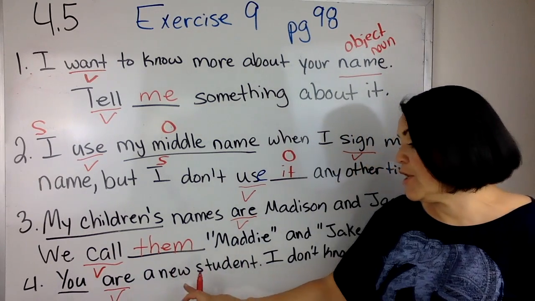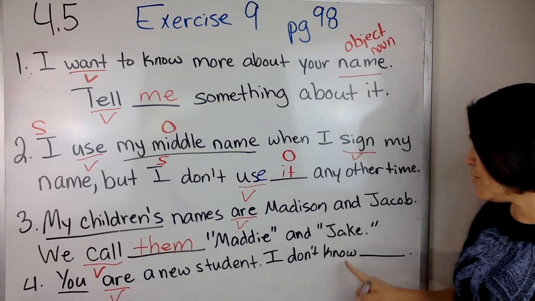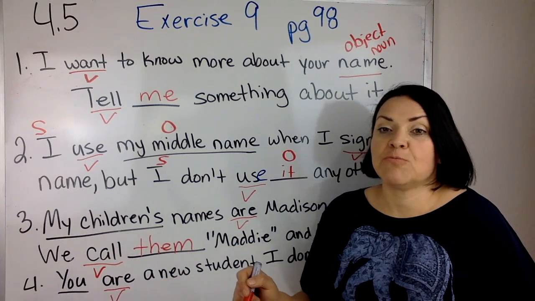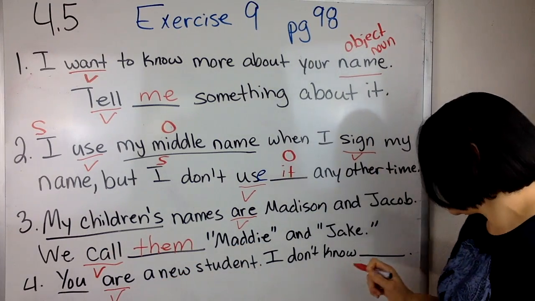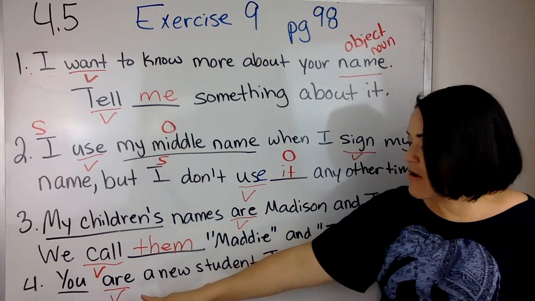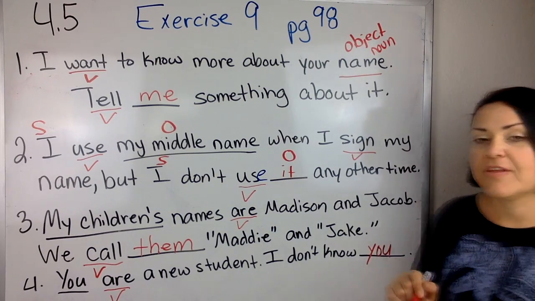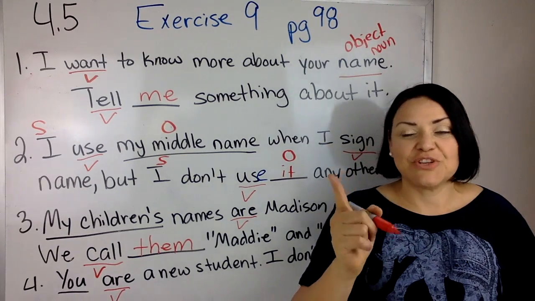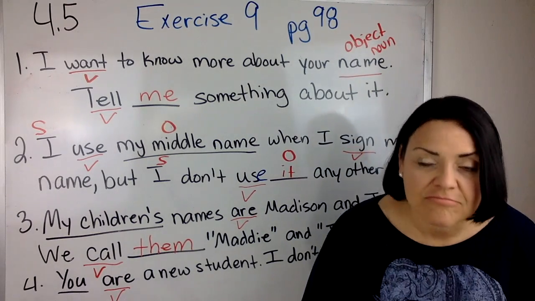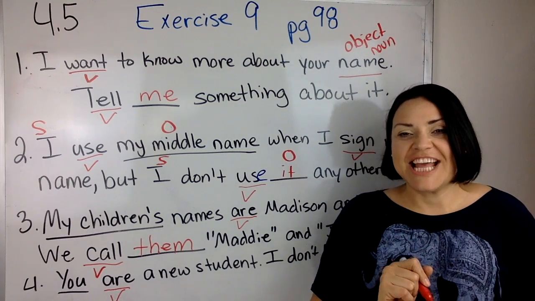Okay? You are, so there's my verb, and you is the subject pronoun. You are a new student. I don't know. So what's the object pronoun of you? You. Still the same. So you are a new student. I don't know you. All right. So you're going to try 5, 6, 7, and 8. Oh, 5, 6, and 7 on your own, and then check the answer on Canvas.